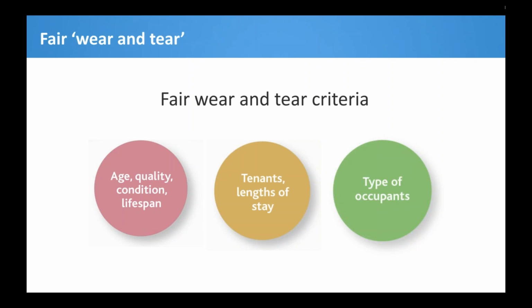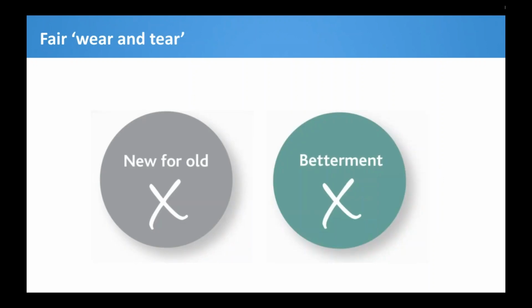And I think it's really important that we understand that you can't claim for wear and tear in terms of new for old or for betterment. It's seen that that is a given within the property that there will be wear and tear. Ben, is there anything I've missed off on that or anything you'd like to add in?